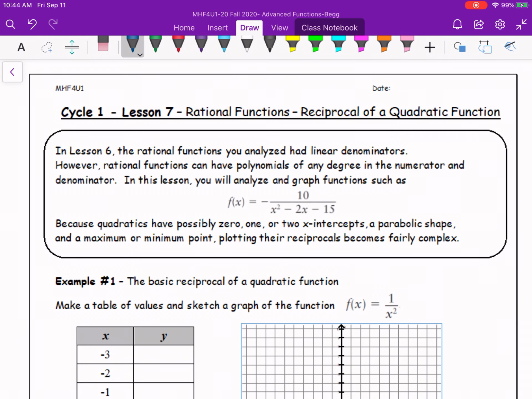This is Cycle 1, Lesson 7. We're going to look at rational functions again, and in particular the reciprocal of a quadratic function. Last lesson, Lesson 6, we looked at the reciprocal of a linear function, so a linear denominator. In this one, we're going to look at the reciprocal of a quadratic, so it's going to have a quadratic denominator. So we're going to analyze functions such as the one shown here.